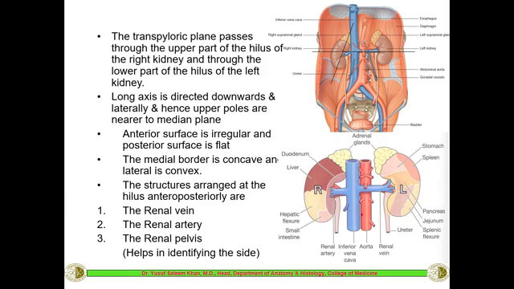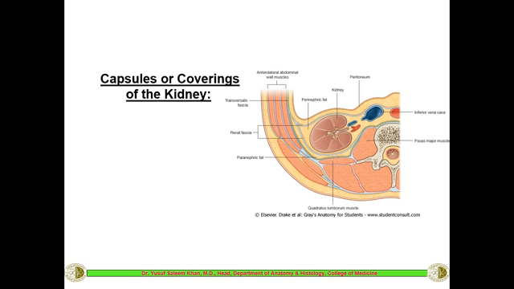The easiest way of identifying is to identify the structures at the hilum. The most anterior structure is the vein, so try to keep the vein in the front and the pelvis behind, and then you can identify whether it is the right or left side. And always the pelvis will be directed downwards, because it is going down into the pelvis, opening into the bladder. So these are some of the features with which you can identify the right kidney from the left kidney.